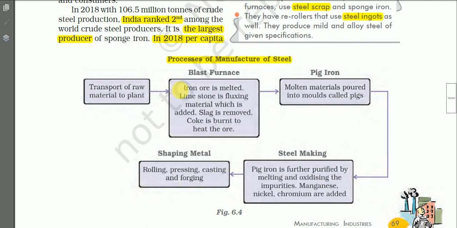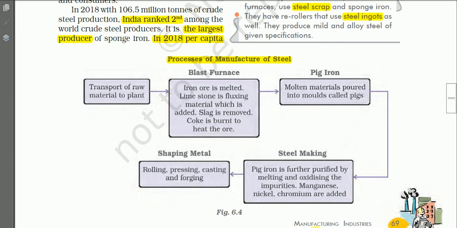Okay, the raw material is transported to the plant, then to the blast furnace. In the blast furnace, iron ore is melted, limestone is added as flux, and the slag, the impurities, are removed. Coke, that is the metallurgical coal, is burned to heat the ore.